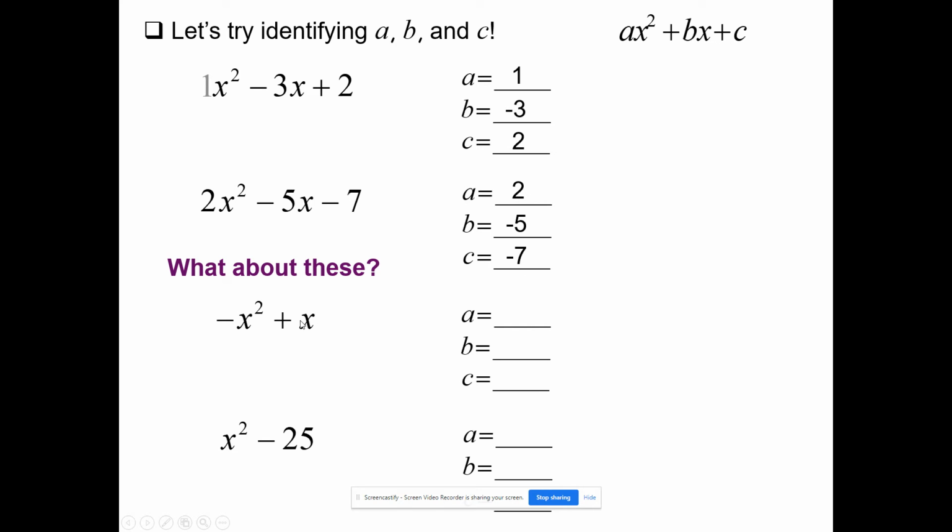Now this one's a little bit different, because now there's missing terms, so you got to be careful. But remember, a is always with your x squared, b is always with your x, and c is your constant. Okay, so we know a here is -1. B is in front of your x, so that's 1. And your c, well, that's missing, and your constant's missing, so that's 0.